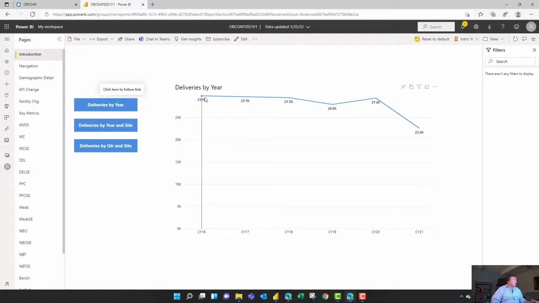First, let's just take a look at the high-level data. So deliveries by year shows the slightly declining trend across the 5 years from 2016 through 2020, and then a fairly sharp drop from 2020 to 2021. This should not be taken as an indication that the real number of deliveries has fallen. Rather, it's an indication that data is missing in some instances.